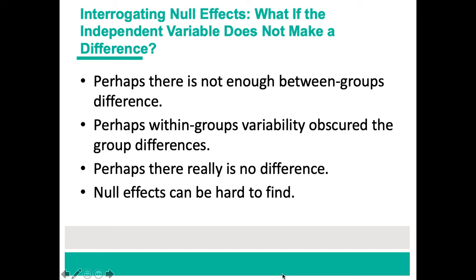Anyways, it's also important to note that there are often null effects, right? Sometimes the results do not show a statistically significant result. In independent groups and within groups experimental designs, many times that just indicates that there's not enough between groups difference or variation, right? So the IV level 1 is not too different from IV level 2.